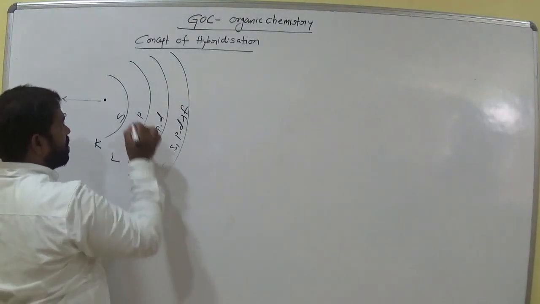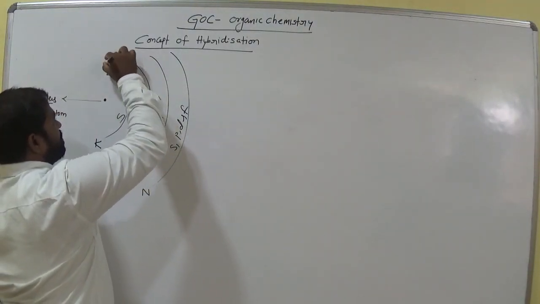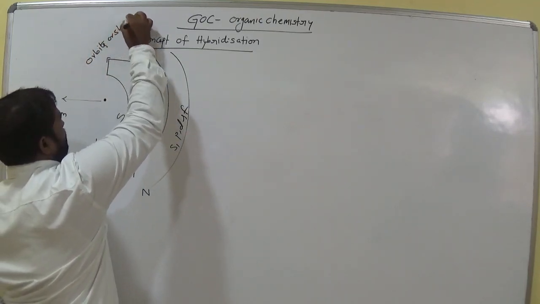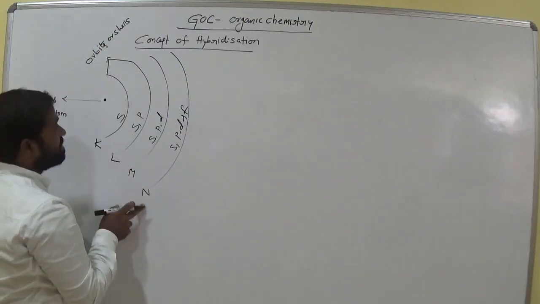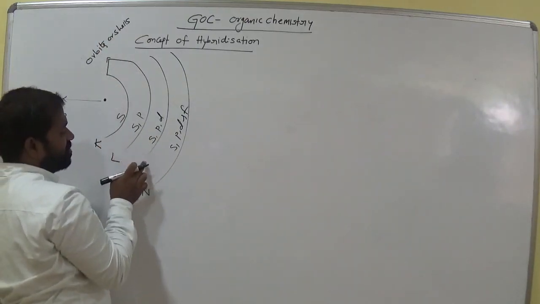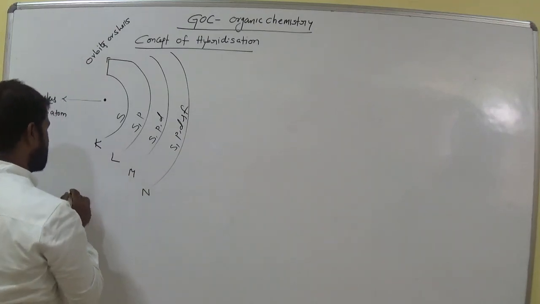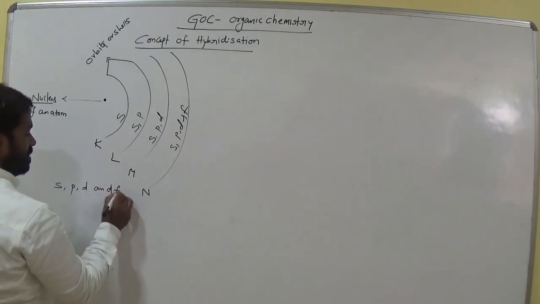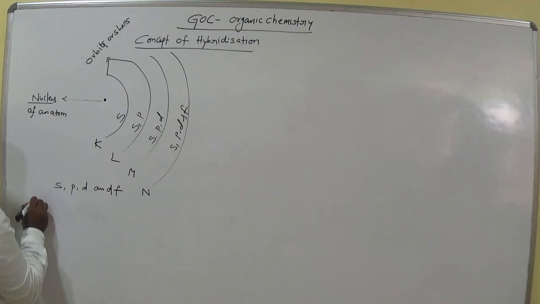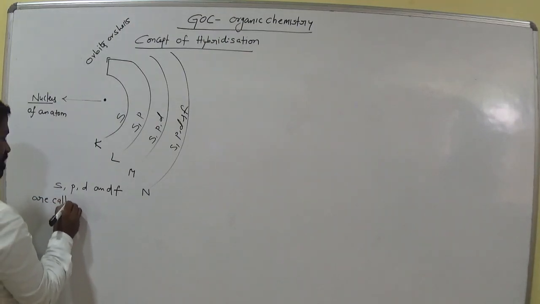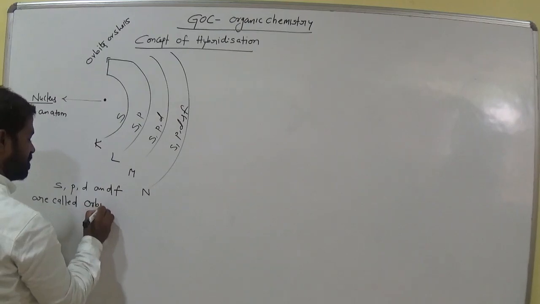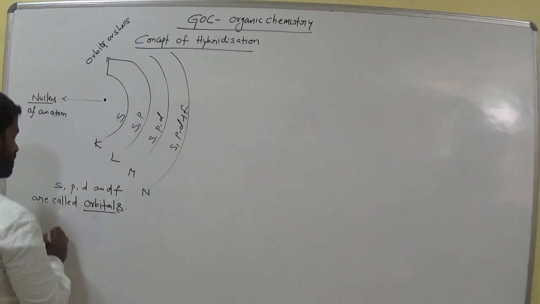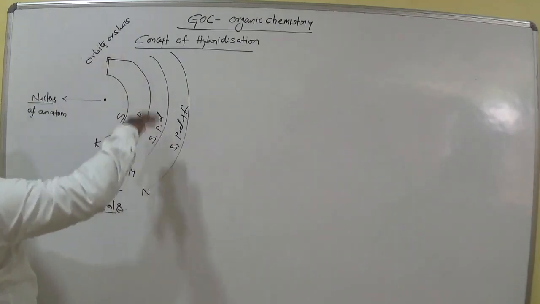Now these are called orbits or shells. K shell, L shell, M shell, N shell are the first orbit, second orbit, third orbit, fourth orbit. Now S, P, D and F are called orbitals, not orbits. We call them orbitals present in the atom.